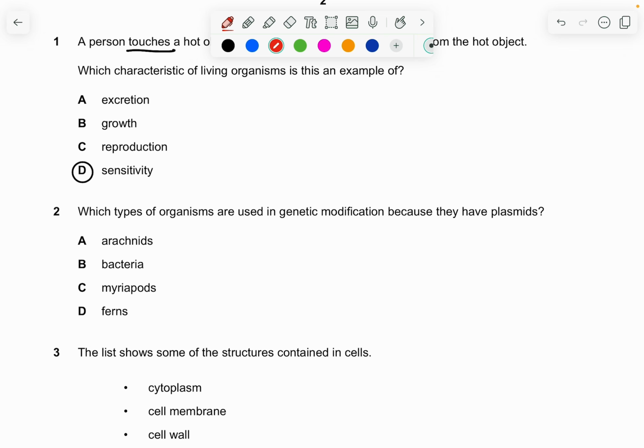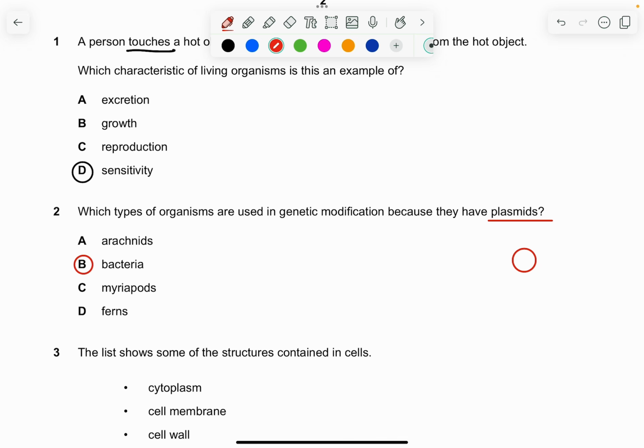Okay, so question number 2. Which type of organisms are used in genetic modification because they have plasmids? Plasmids are circular rings found in organisms that they usually take out very easily to edit the plasmid to get something new, to insert something. So this one only happens in bacteria. So how can you know that it is bacteria?